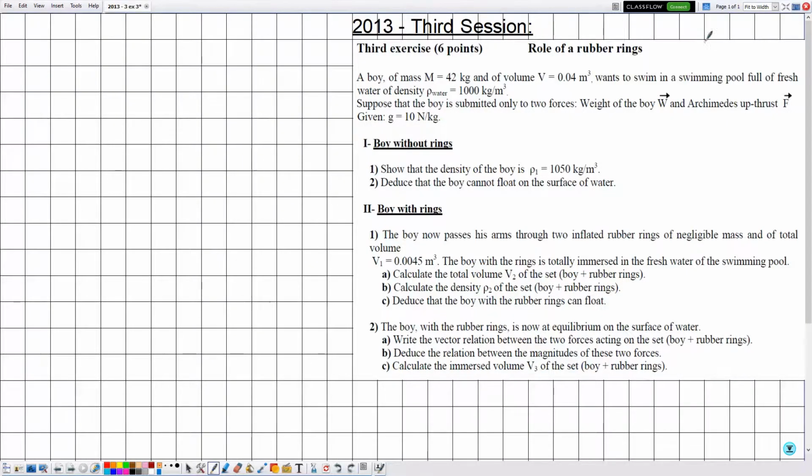The title of this exercise is Roll of Rubber Rings. A buoy of mass m is equal to 42 kilograms. Then the mass is given in the SI. And of volume V is equal to 0.04 meter cube. Wants to swim in a swimming pool full of fresh water of density ρ water is equal to 1000 kilogram per meter cube.